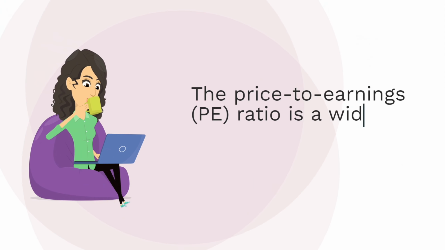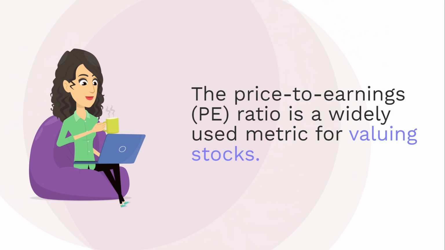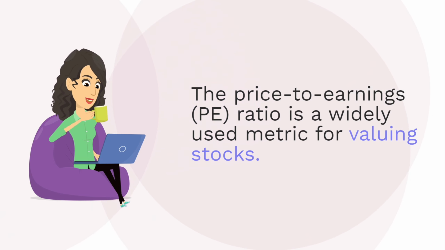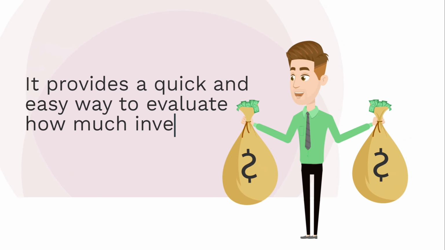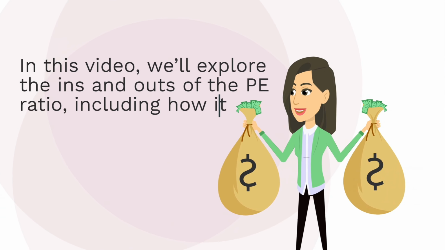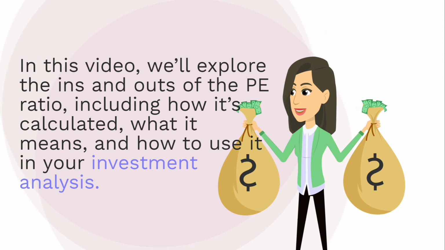The price to earnings (P/E) ratio is a widely used metric for valuing stocks. It provides a quick and easy way to evaluate how much investors are willing to pay for a company's earnings. In this video, we'll explore the ins and outs of the P/E ratio, including how it's calculated, what it means, and how to use it in your investment analysis.